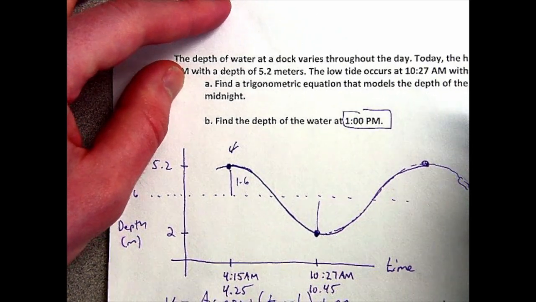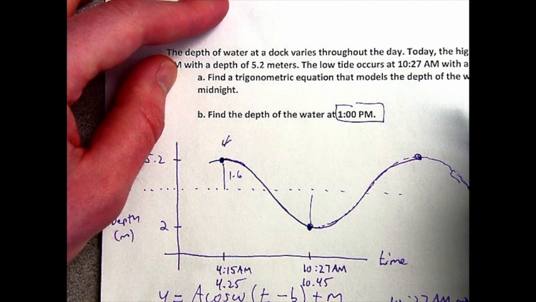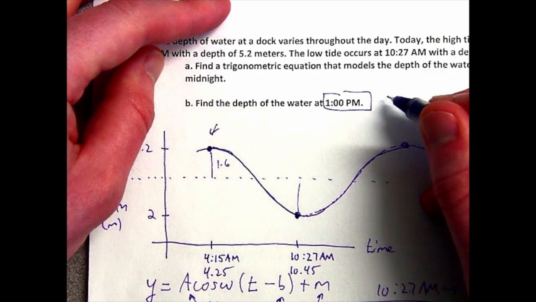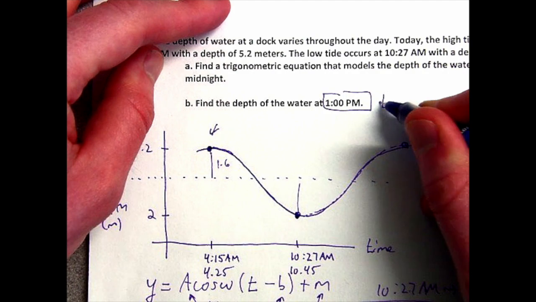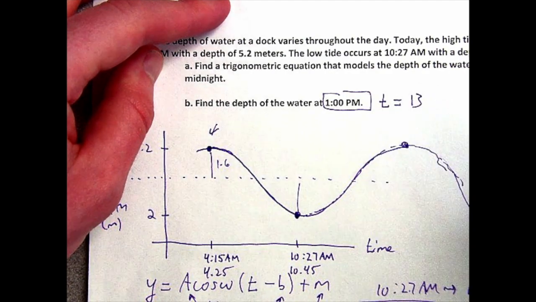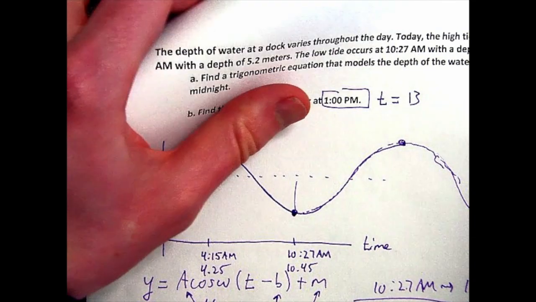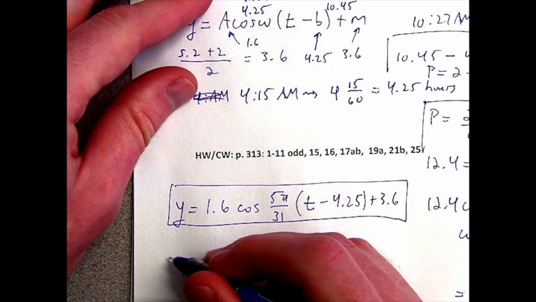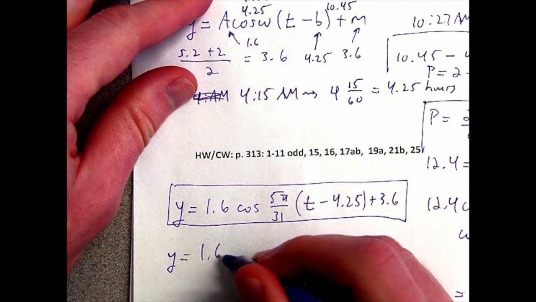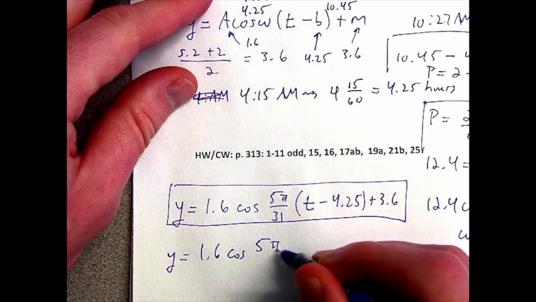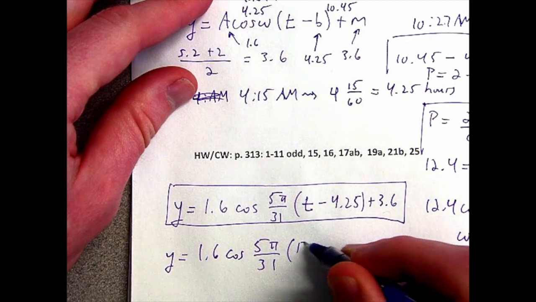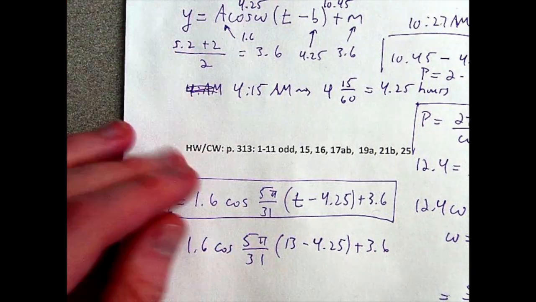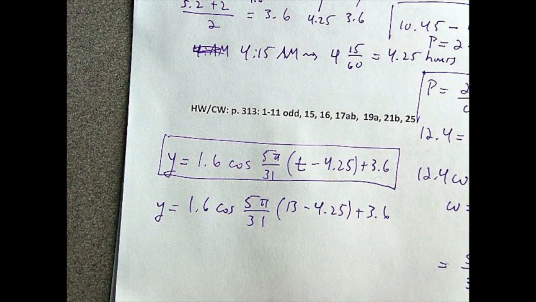Now remember that t represents the number of hours past midnight. Midnight, that's 12 a.m., which means that 1 p.m. does not correspond to t equals 1. Rather, it corresponds to t equals 13, right? 13 hours after midnight. So all I have to do is plug 13 into this function. So the depth at 1 p.m. will be given by 1.6 cosine 5 pi over 31, 13 minus 4.25 plus 3.6. So whatever this expression winds up being, that's the depth. But it has to be simplified.